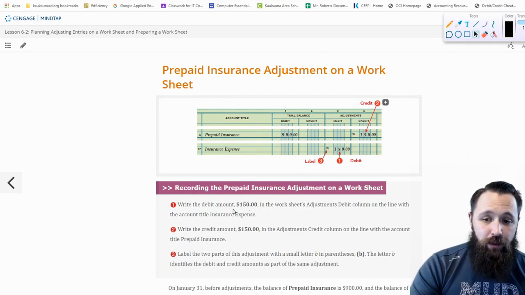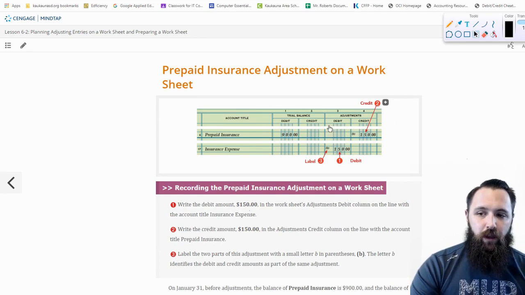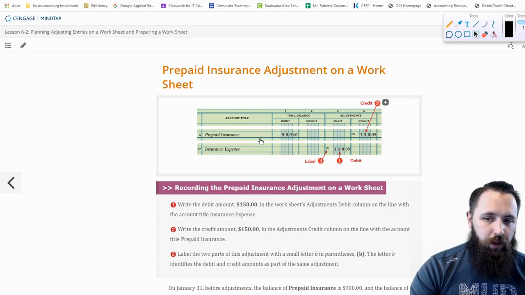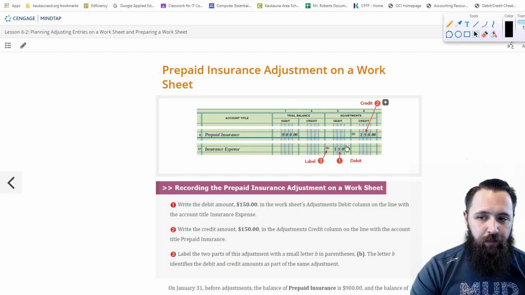Write the debit amount. It's going to be $150 in the worksheet's adjustment debit column on the line with the account title insurance expense. So once again, we're going to write in the debit amount first. We look at this insurance expense. We're adjusting prepaid insurance, and we're showing that we use prepaid insurance for 1 month. So that's going to be the $150 here. And then we write in the credit.